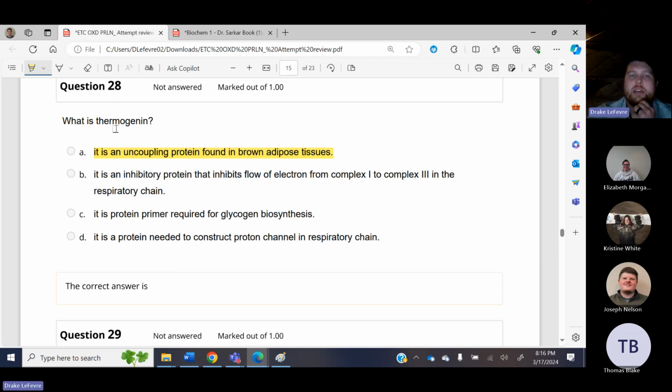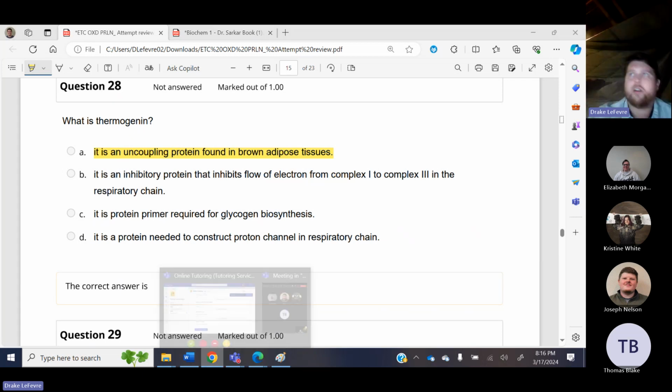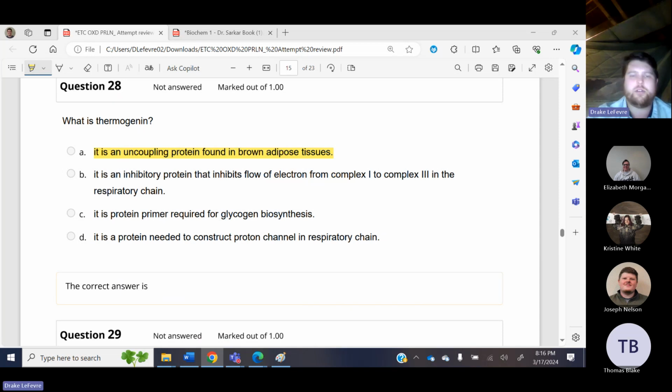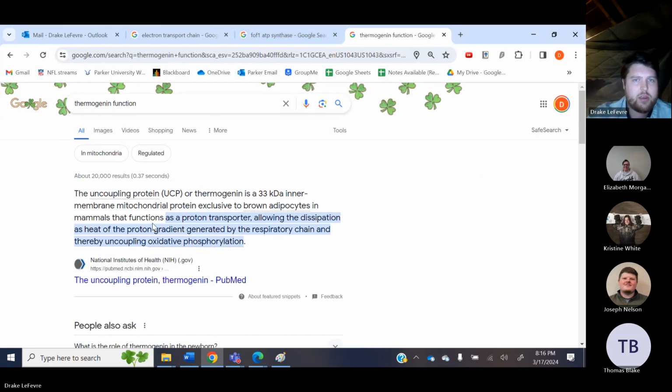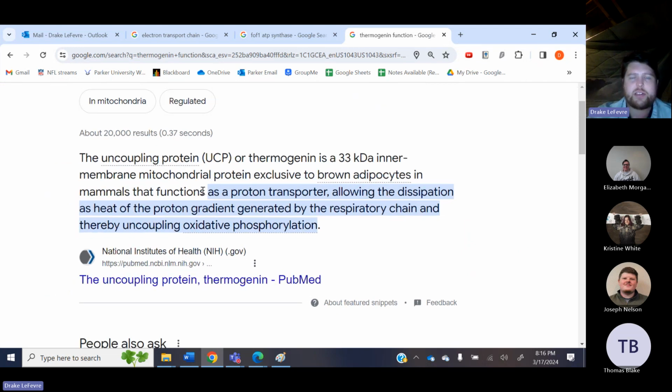So thermogenin is a specific protein, an uncoupling protein found in the brown adipose tissue. As far as its function goes, I don't remember its exact function. Thermogenin function. So it functions as a proton transporter, allowing the dissipation as heat of the proton gradient generated by the respiratory chain, and thereby uncoupling oxidative phosphorylation.